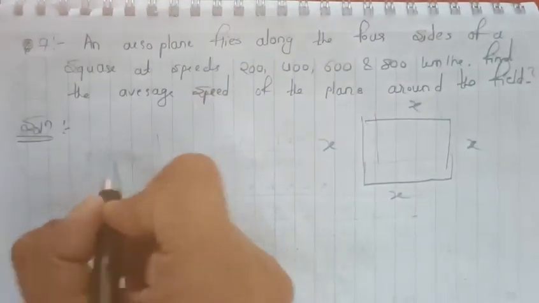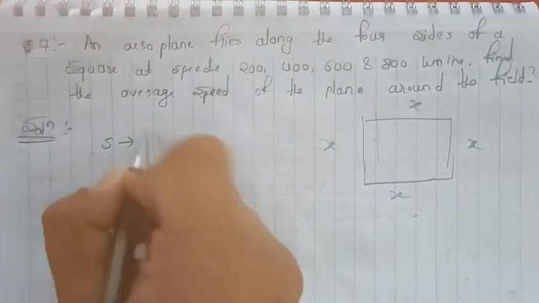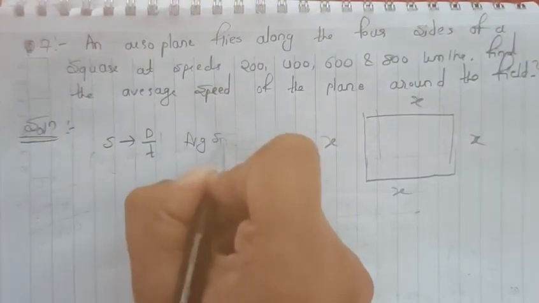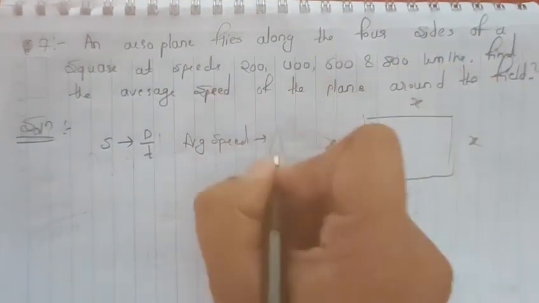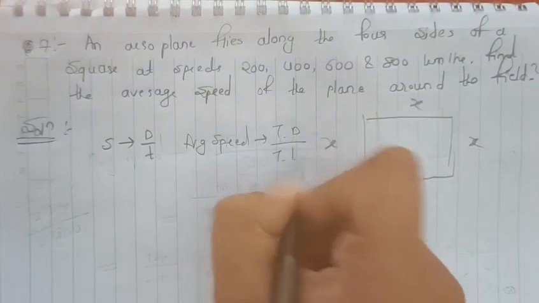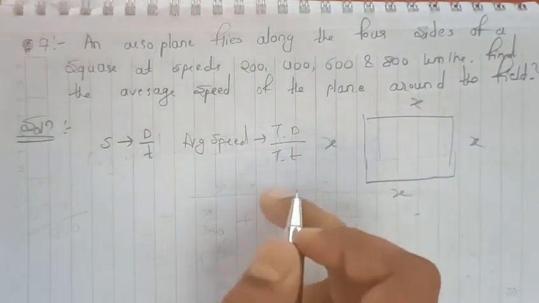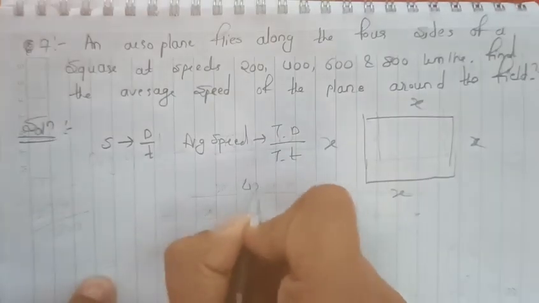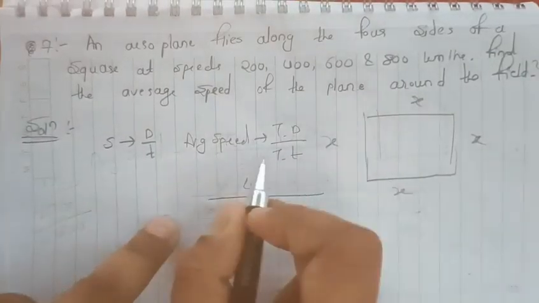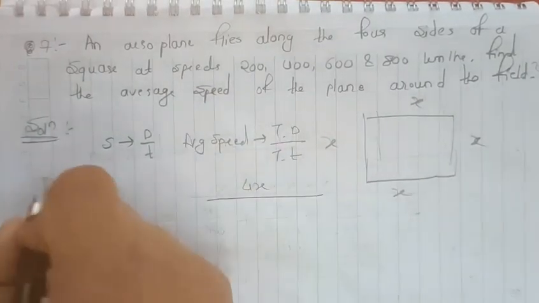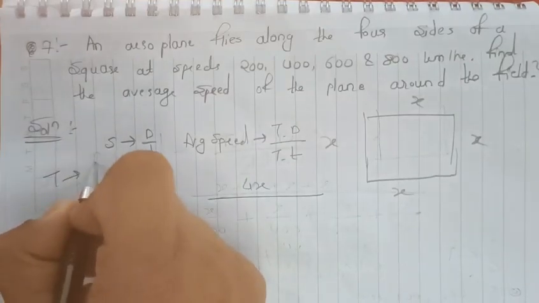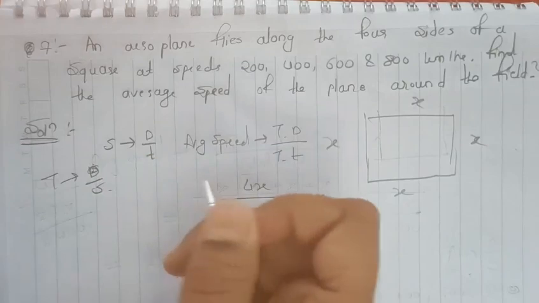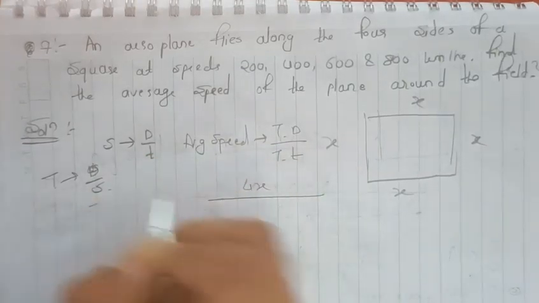First of all, what is the speed formula? Speed is equal to distance upon time. Similarly, average speed is nothing but total distance upon total time. What is our total distance? It is 4 times x, so this is 4 times x divided by total time. What is the time formula? It is distance upon speed. Right? So time is nothing but distance upon speed.